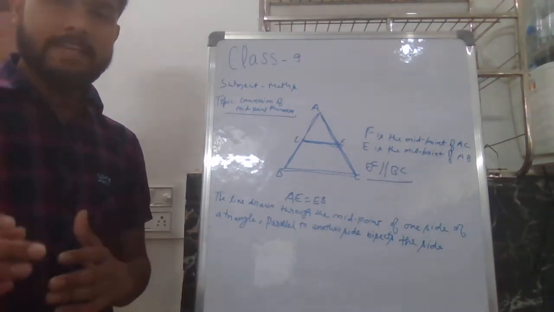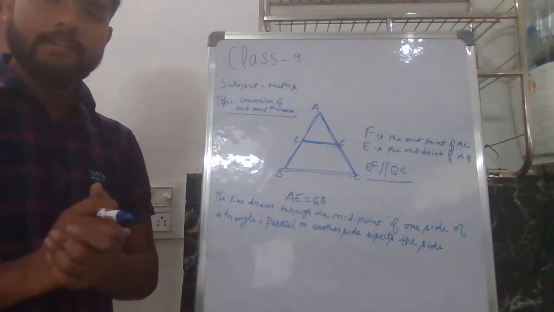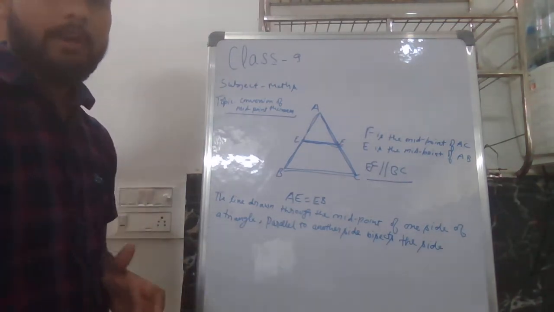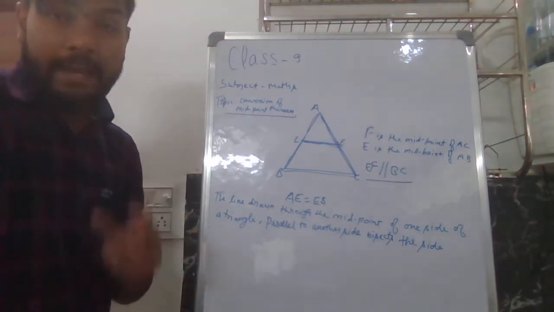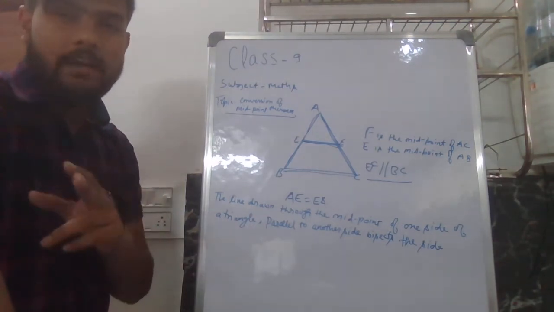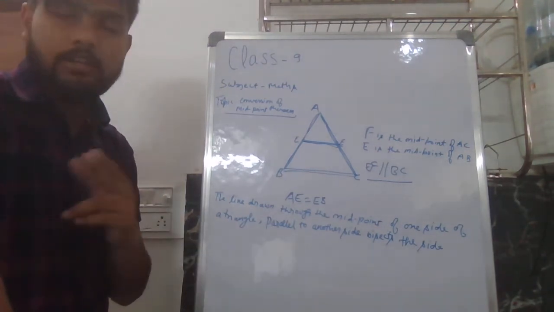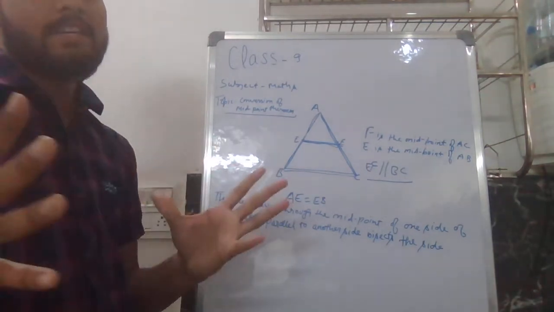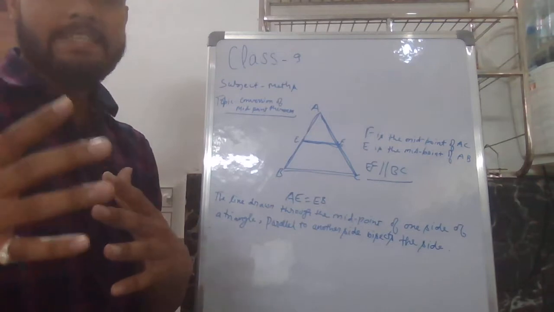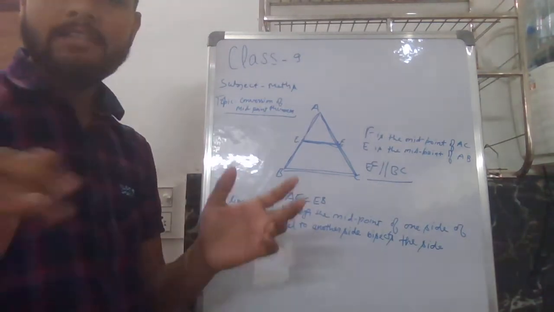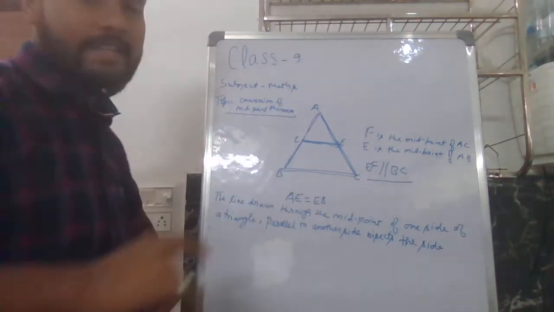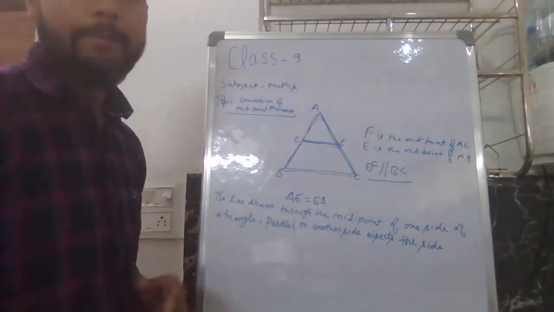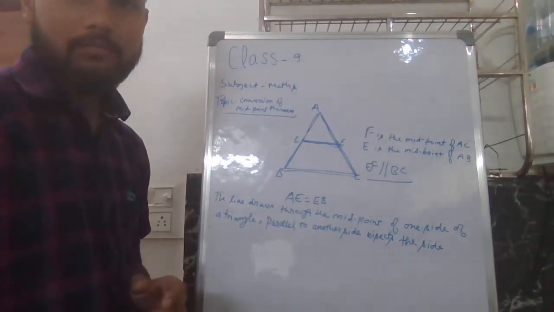A line which is bisecting two sides of a triangle, will it bisect the third side? Is it true or false? You have to tell me the answer. A line which is bisecting two sides of a triangle will bisect the third side. The statement is false because it will not bisect the third side. Okay, so moving further.